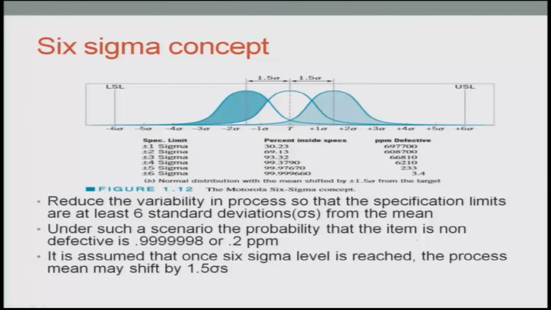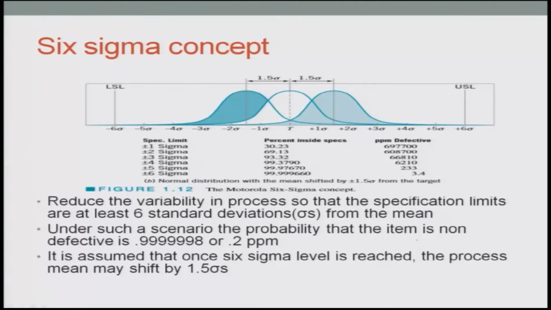So, the corresponding specifications are given along the first column, and the percentage inside the specifications, based on the fact that the mean value can be shifted either to the left or the right, is given starting from 30.23 to about 99.999660. The parts per million defective can also be calculated, and reading the first value and the last value, they are given by 697700 down to about 3.4.